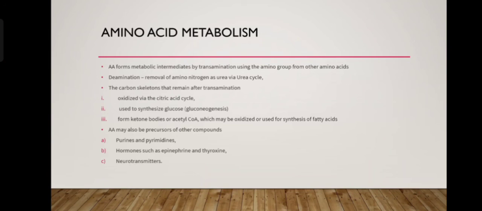Amino acids may also be precursors of other compounds, like first purines and pyrimidines, hormones such as epinephrine and thyroid hormones, and the last is neurotransmitters.